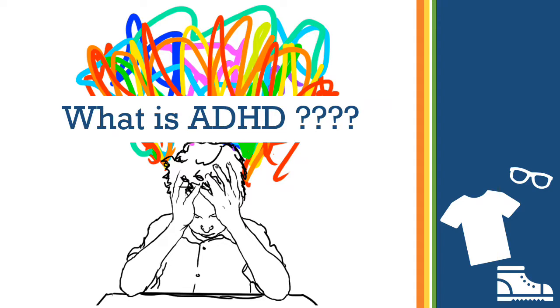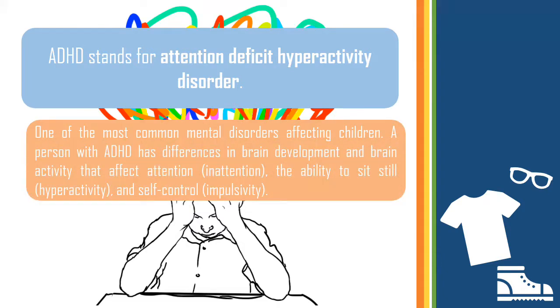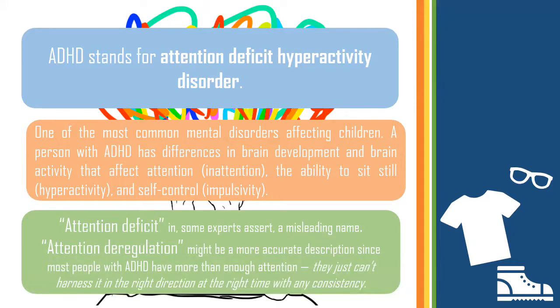So what is ADHD? ADHD stands for Attention Deficit Hyperactivity Disorder, one of the most common mental disorders affecting children. A person with ADHD has differences in brain development and brain activity that affect attention, the ability to sit still, and self-control. Attention deficit, some experts assert, is a misleading name. Attention deregulation might be a more accurate description, since most people with ADHD have more than enough attention. They just can't harness it in the right direction at the right time with any consistency.